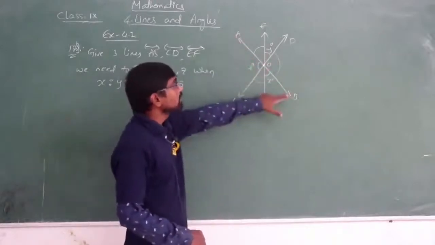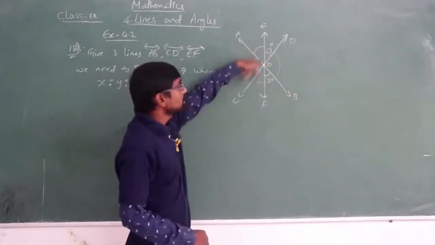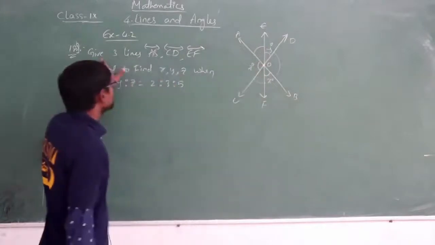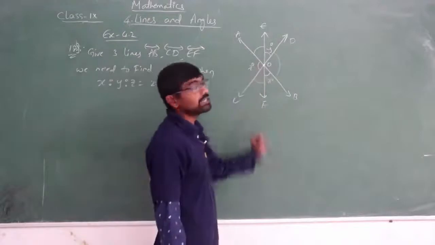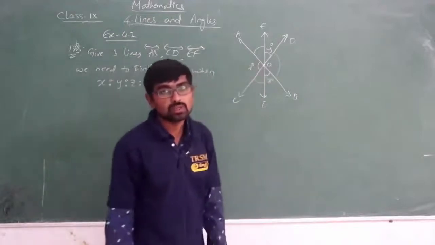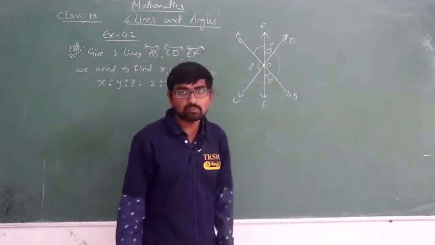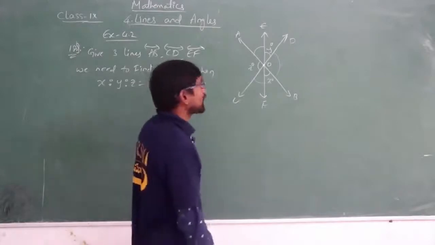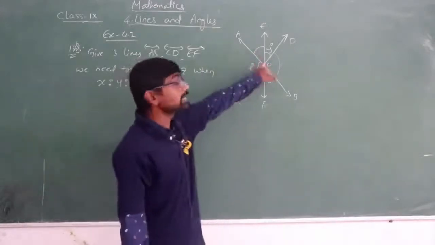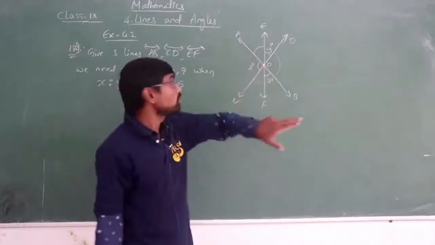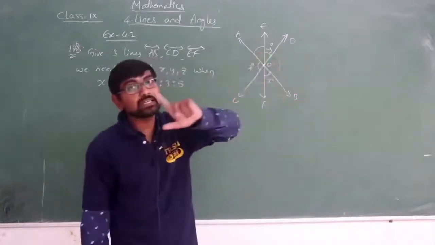So that is AB, second is CD, and third one is EF. So he had given 3 lines AB, CD and EF. These 3 lines are intersecting at one common point, that is O. O is called the intersecting point, isn't it? So again in the question he had mentioned 3 angles. Totally we will be getting 6 angles, for making a complete angle we will be getting 6 angles.